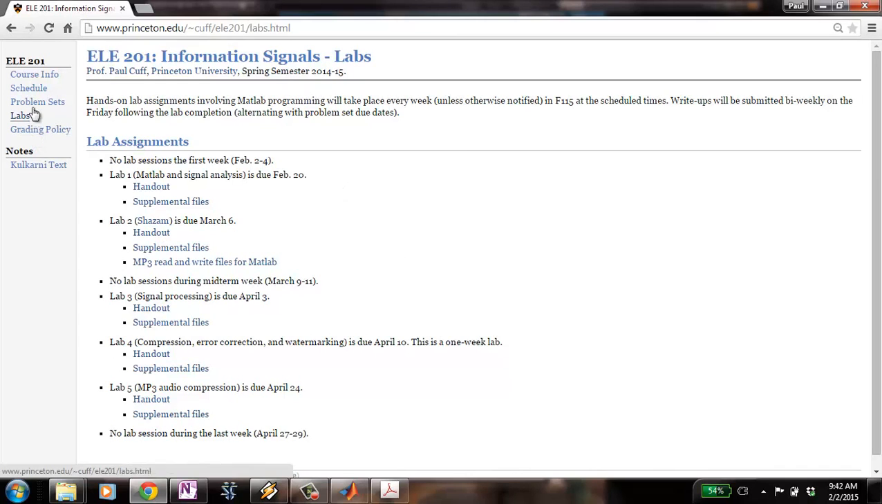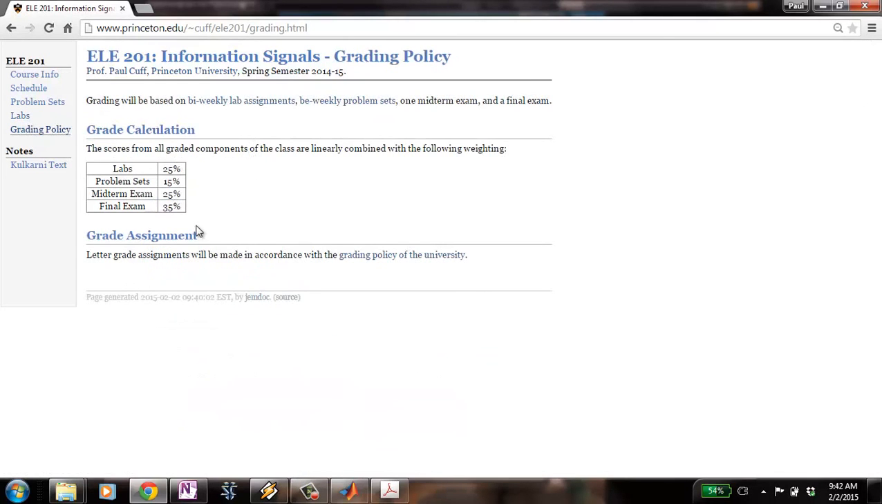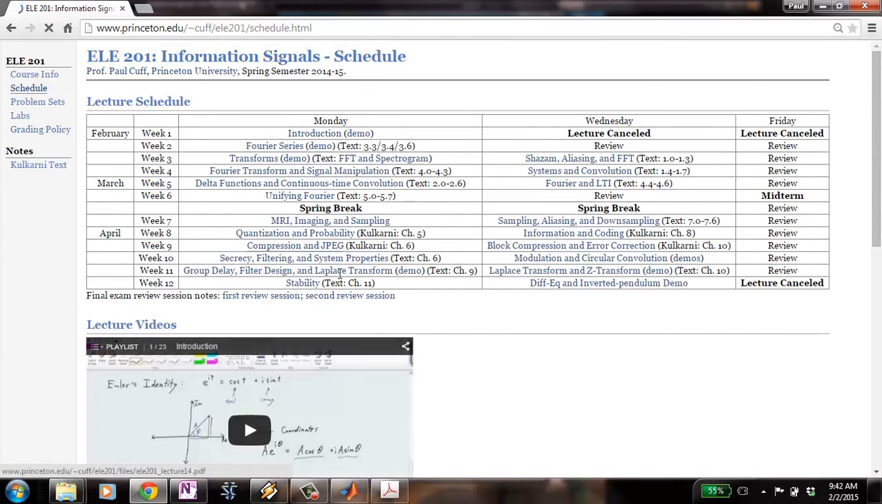So grading policy, I have some percentage breakdown here. We have a midterm exam. This is on the website. Final exam is 35%. Midterm is 25%. Okay. And like I said, there's a schedule page, and this is last year's information. This has all the slides and the videos from last year, which you don't have to rush to go get it.